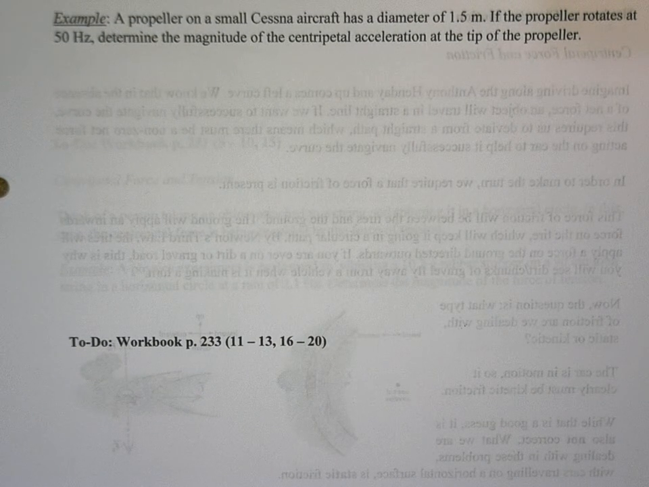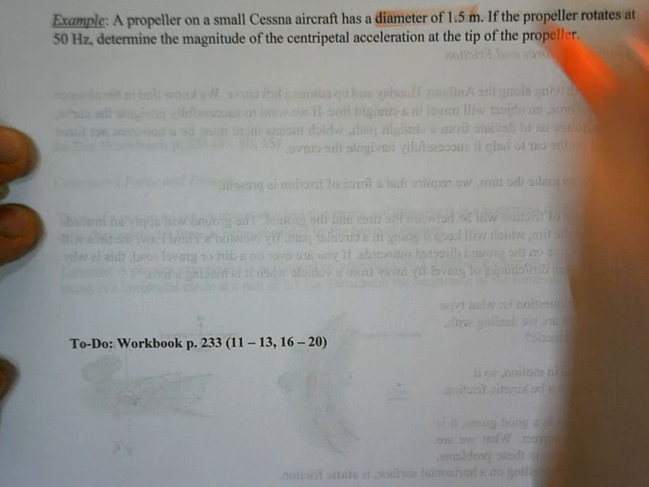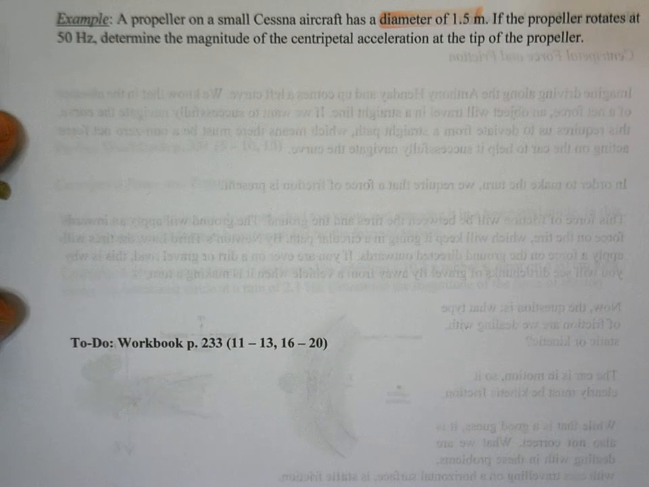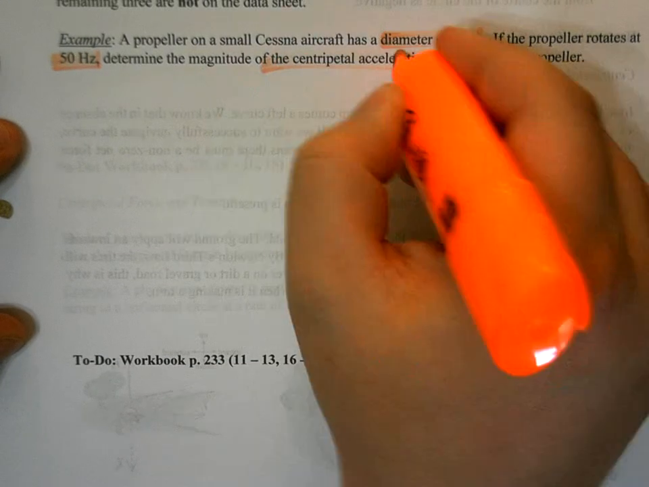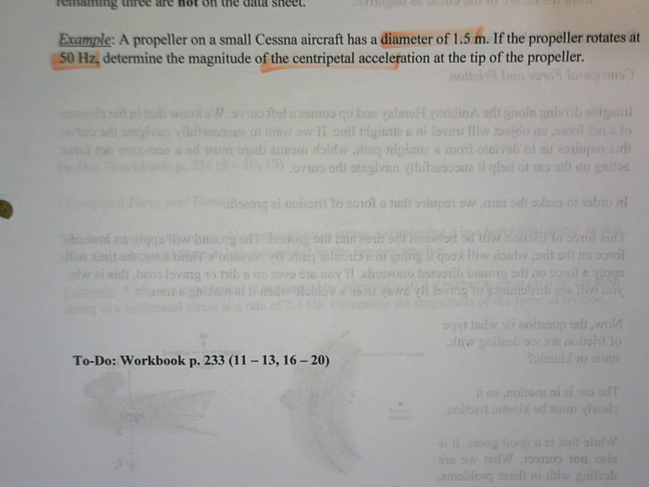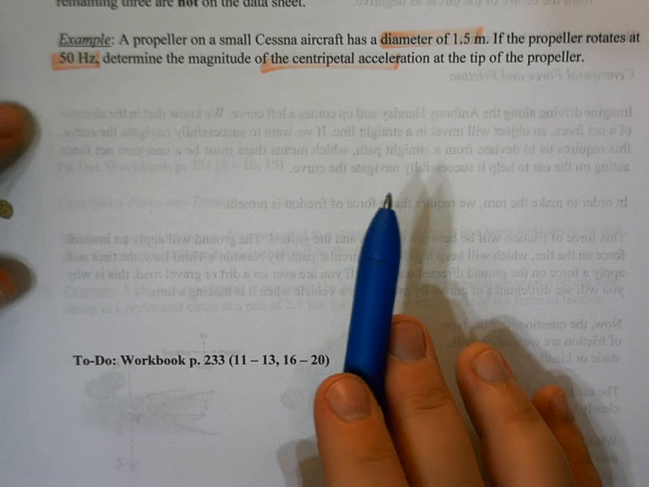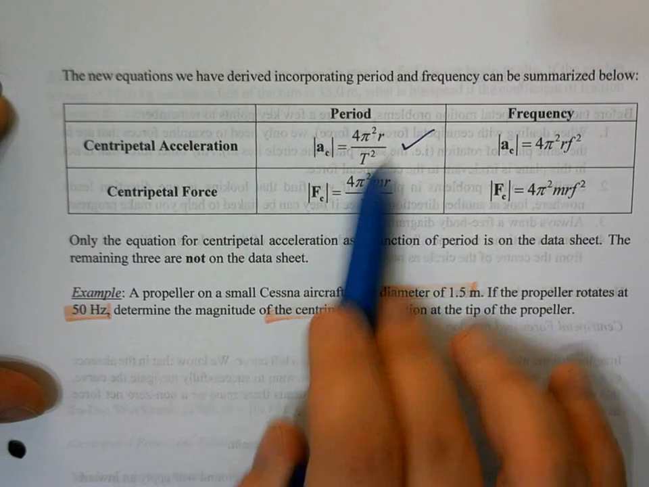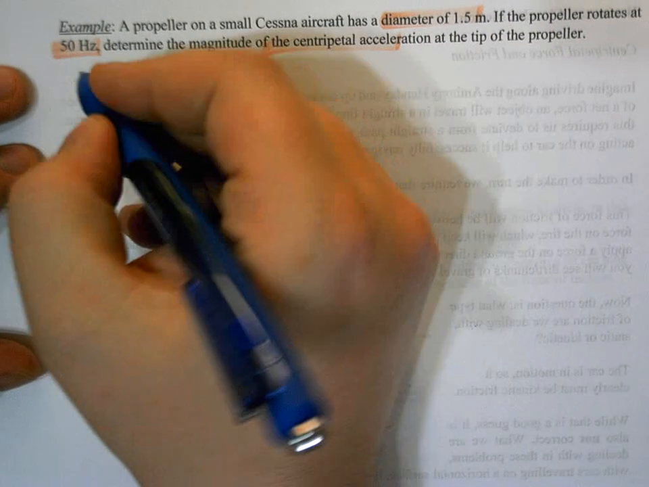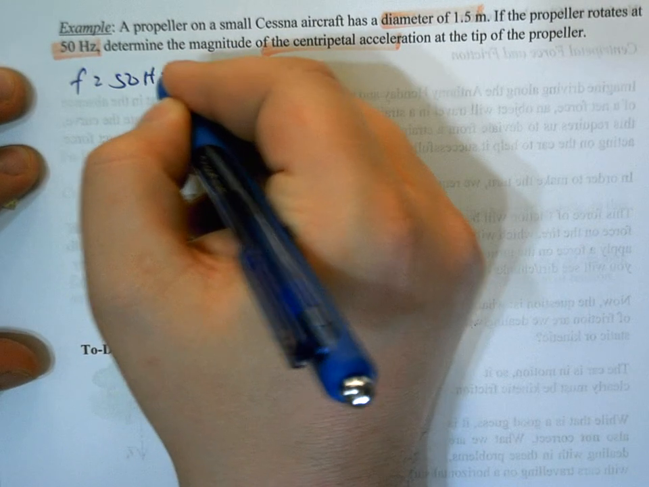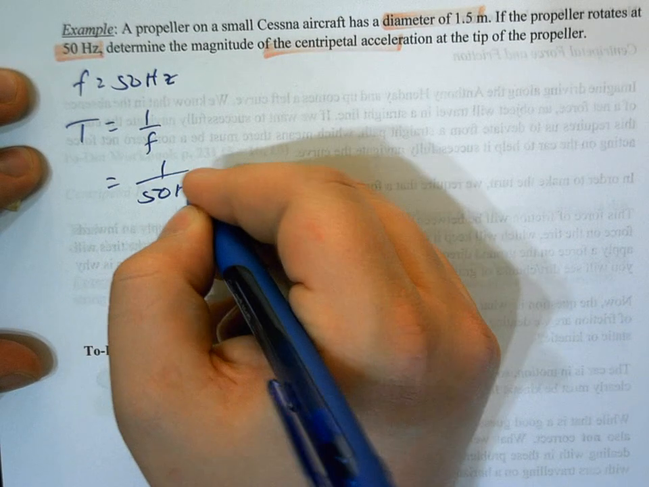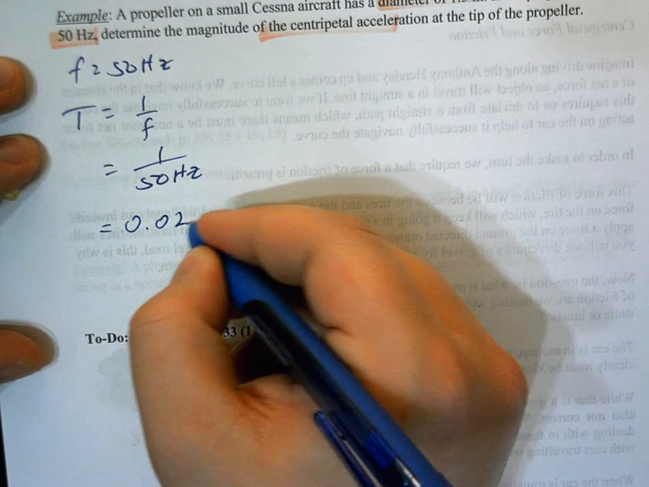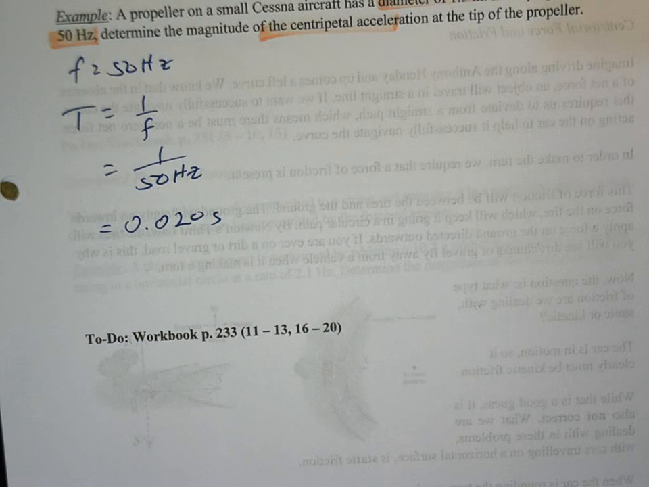We have a propeller on a small Cessna aircraft. It has a diameter of 1.5 meters, and the propeller rotates at 50 hertz. We'd like to find the magnitude of the centripetal acceleration at the tip of the propeller. Now, I'm given frequency. I'm going to assume I don't have these equations in front of me, except for this one, because it's on the data sheet. Because I know the frequency is 50 hertz, I can get the period, which is just 1 over 50, or 0.020 seconds.